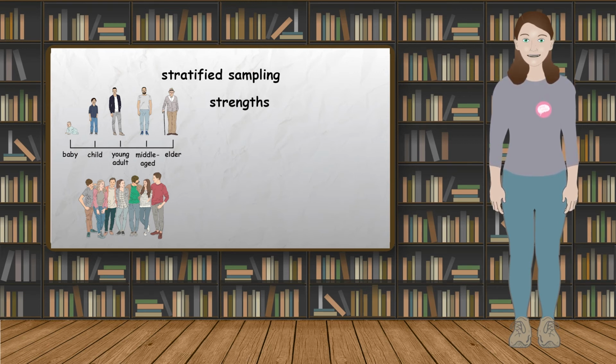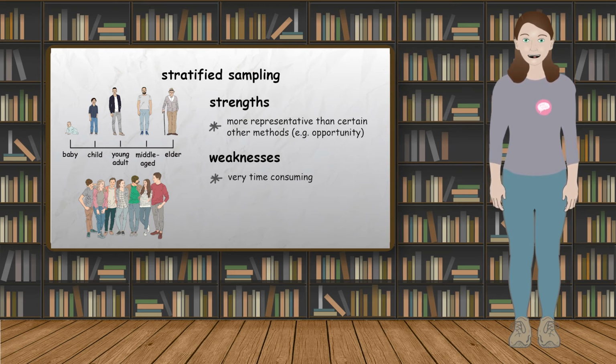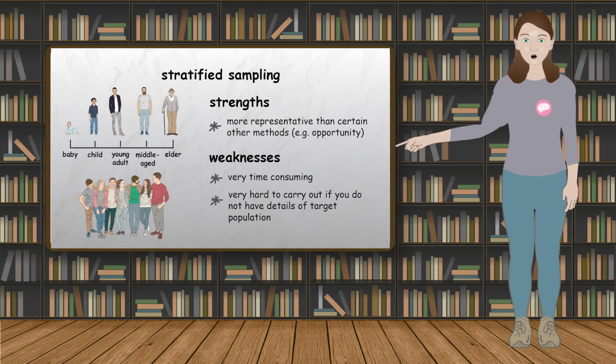The main strength of stratified sampling is that the sample will probably be more representative of the target population compared to other sampling methods, like opportunity sampling. However, stratified sampling can be very time-consuming, as the categories have to be identified and calculated. As with random sampling, if you do not have the details of all the people in your target population, you would struggle to be able to conduct a stratified sample. If the sample is not randomly selected from the categories, then it is called a quota sample.